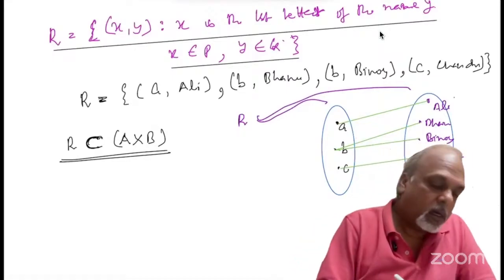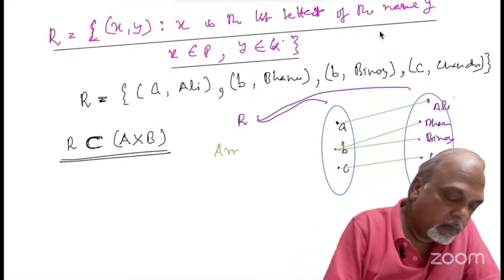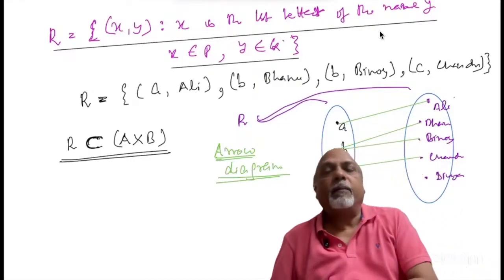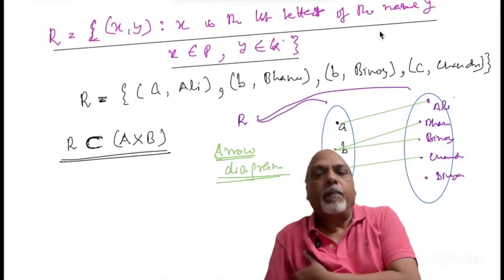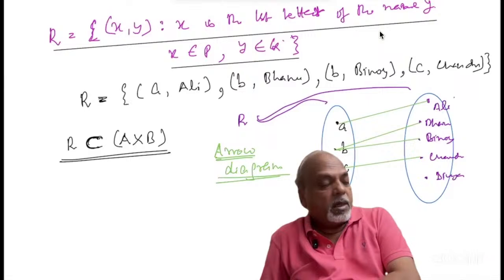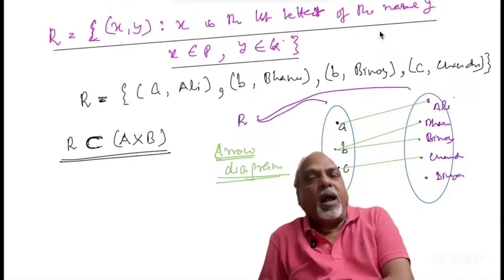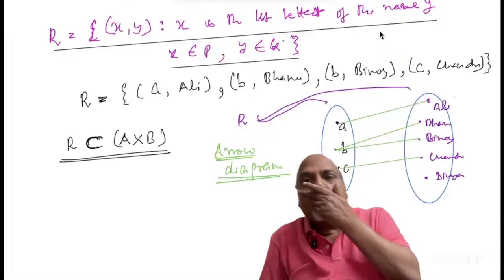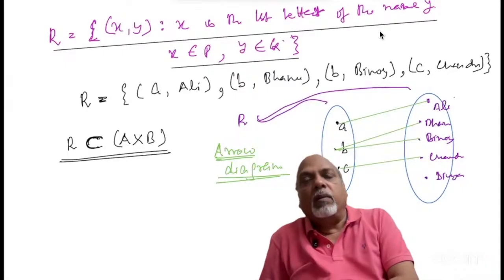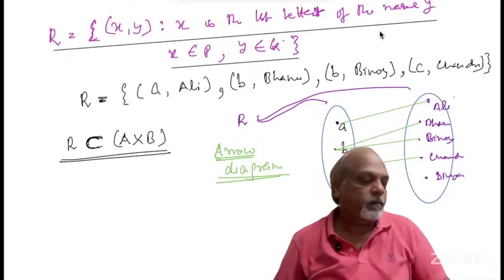This is called arrow diagram. Arrow diagram for representing your relation. Correct. So from this pictorial representation or diagram, we can see how the first element of set A is related to the elements of set B. Correct.